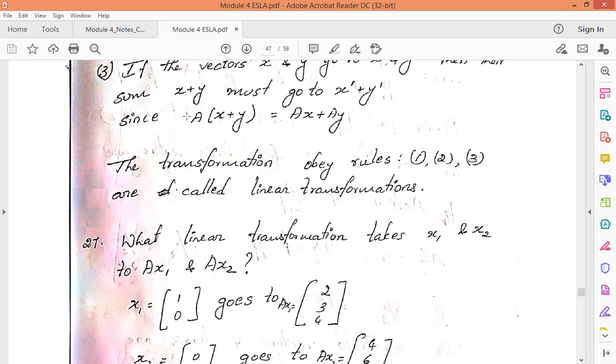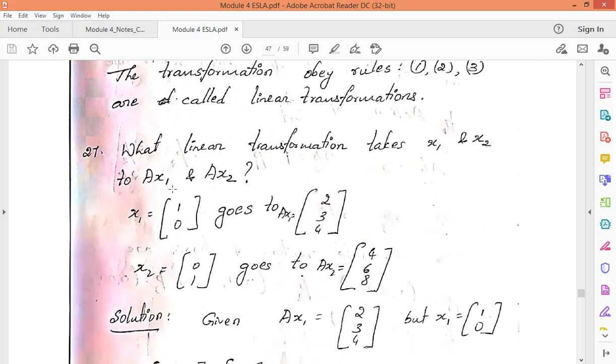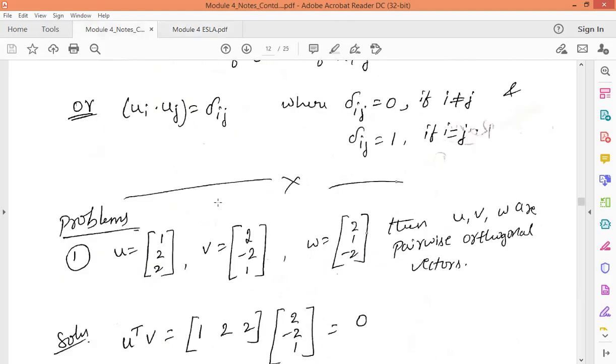Otherwise, you have to check these three properties, these three rules. So then also we can say that the transformation function, or the mapping function, whatever you are going to apply, is nothing but the linear transformation function. Here we will take some problems. First we'll go with the orthonormal set.